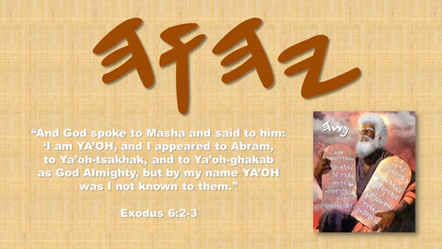And God spoke to Moshe and said to him, I am Yahweh, and I appeared to Abram, to ZABACH, and to YAHWEH GOCC as God Almighty. But by my name Yahweh was I not known to them.